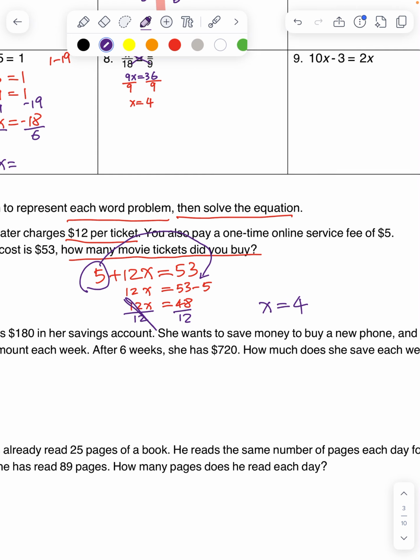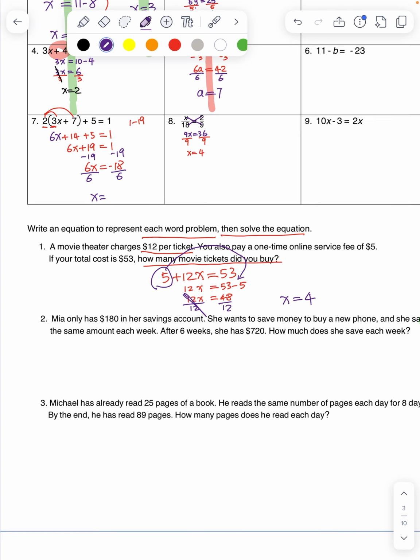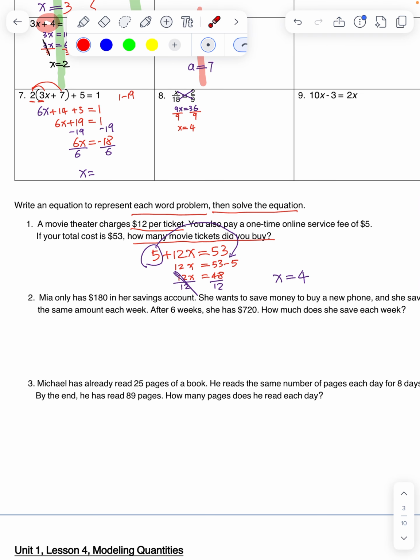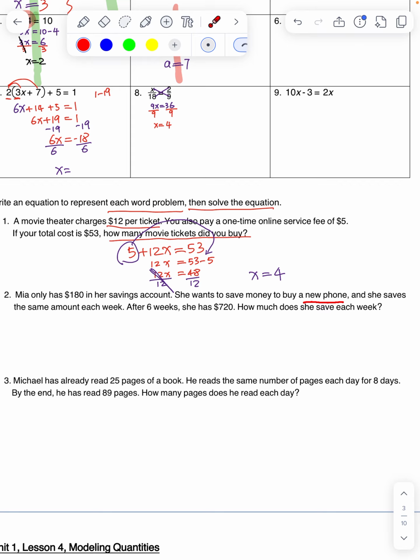So how many tickets did you buy? You bought 4 tickets. Number 2, Mia only has 180 in her saving account. She wants to save money to buy a new phone, and she saves the same amount each week. How much? We don't know. We're going to set it as X, right? After 6 weeks, she has 720. So how much does she save each week?